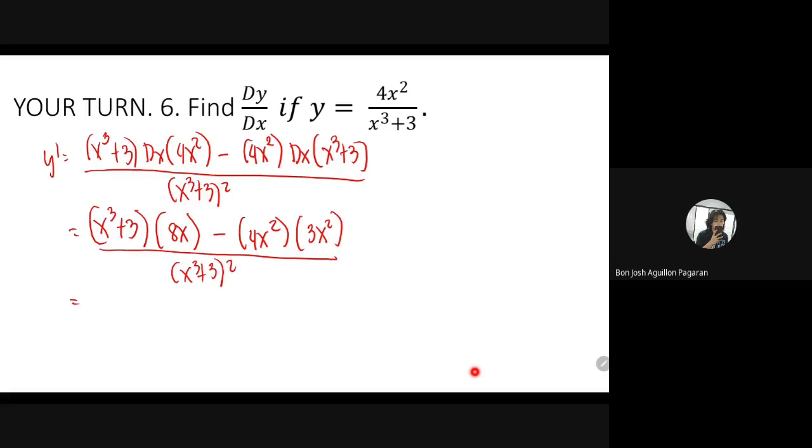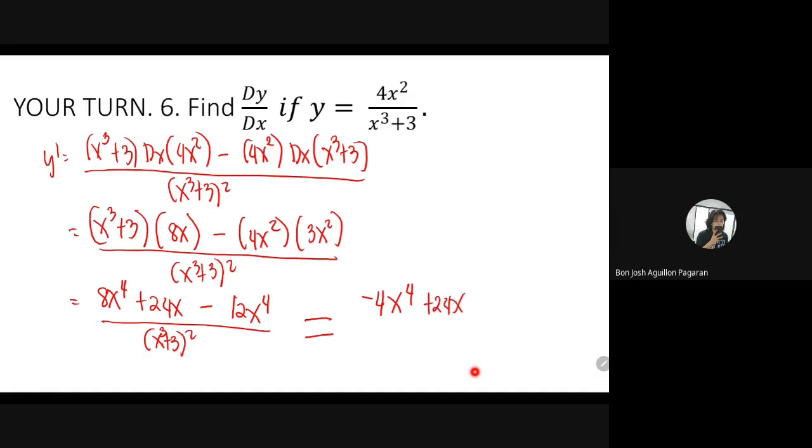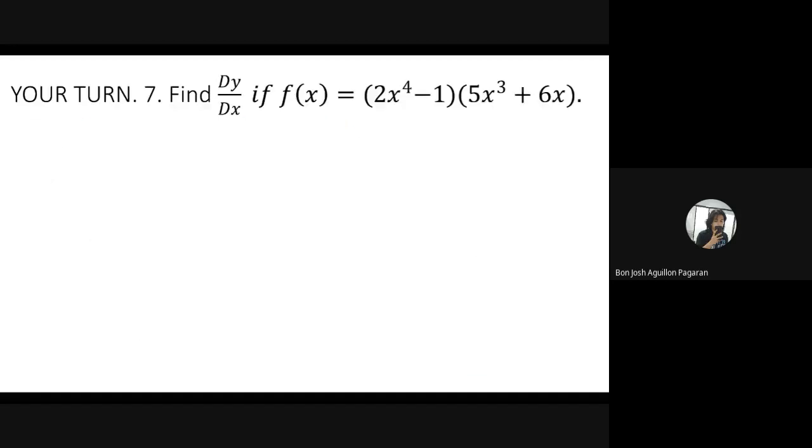So 8x times x cubed, that's 8x to the fourth power plus 24x minus, this will be 12x to the fourth power over x cubed plus 3 quantity squared. Ang final answer dyan ay negative 4x to the fourth power plus 24x over x cubed plus 3 quantity squared. Very good. Marami nakakuha. We have here Kian Morales, Gidoki na correct na Miko Esquera. Let's have the last one.